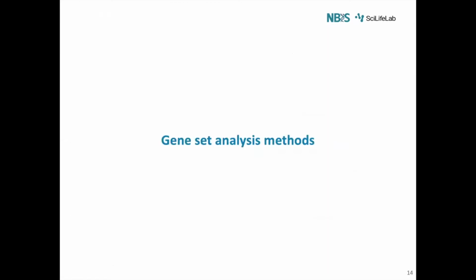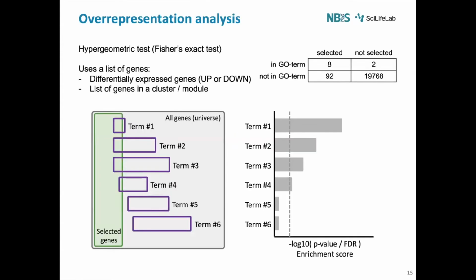Now, how do we do the analysis itself? How do I connect those two pieces of information together? There are mainly two methods that I'll mention for now. One is overrepresentation analysis, which is done using a hypergeometric test or Fisher exact test. The idea in this is to find, for example, in a list of differentially expressed genes, let's say up or down, or in this case we'll focus on only up and then do the down separately, or the list of genes in a cluster or in a module. So I just have the gene names, in this case.